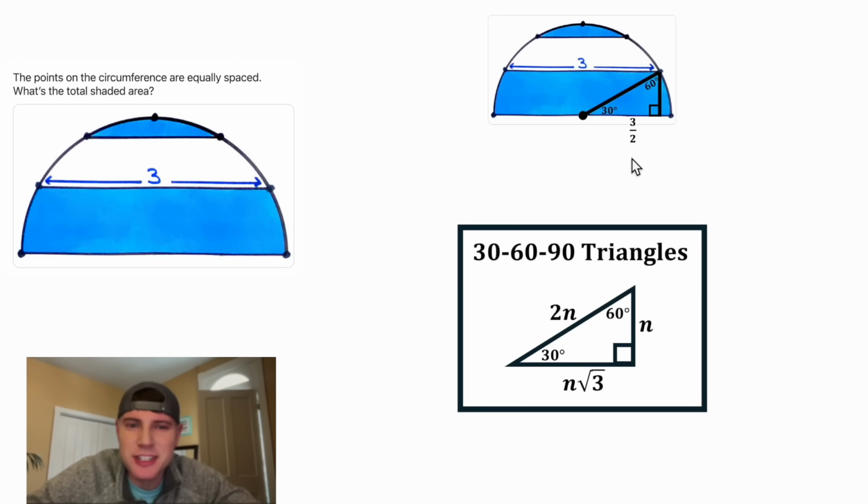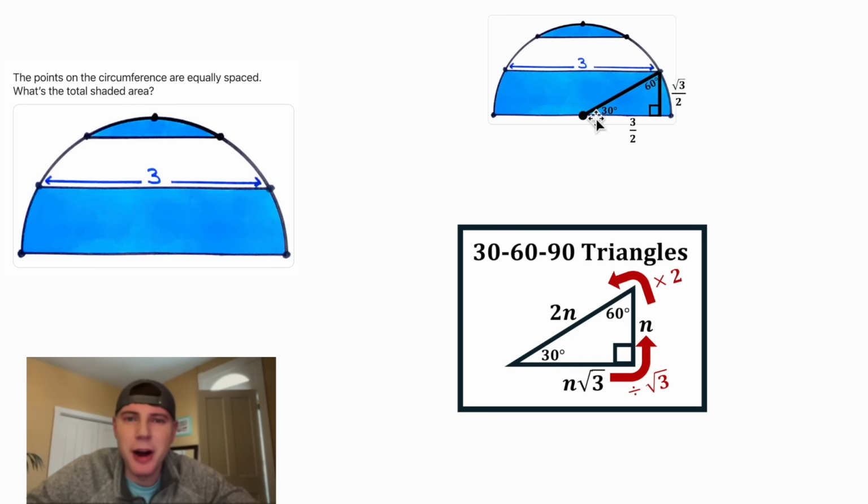And then in every single 30, 60, 90 triangle, the hypotenuse is twice as large as the smallest side, and the medium side is square root of 3 times the smallest side. That means if we know this side, we can divide by square root of 3 to get the shortest side. So this side is going to be 3 over 2 root 3. And then we can simplify this a little bit. The 3 on top can be broken down into root 3 times root 3. And then this root 3 on top and this root 3 on bottom are going to cancel each other out. So the height of this 30, 60, 90 triangle is root 3 over 2. And then to get the hypotenuse, we end up multiplying the shortest side by 2. And root 3 over 2 times 2 is equal to root 3.